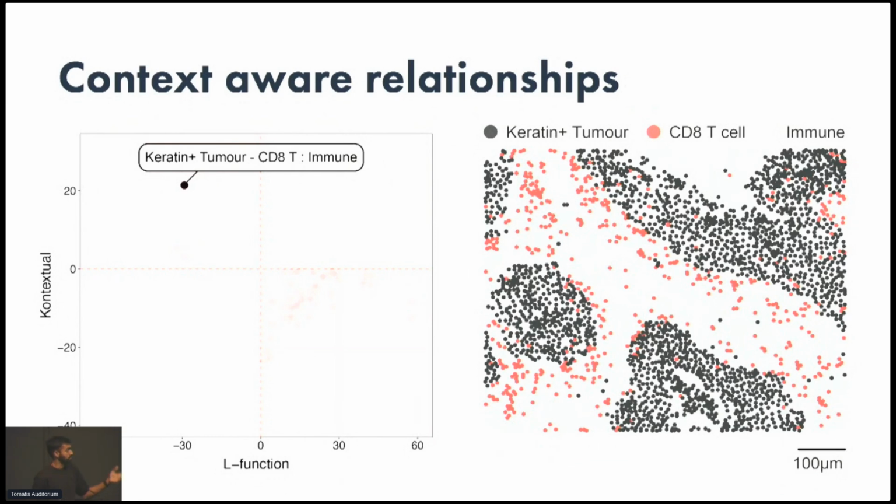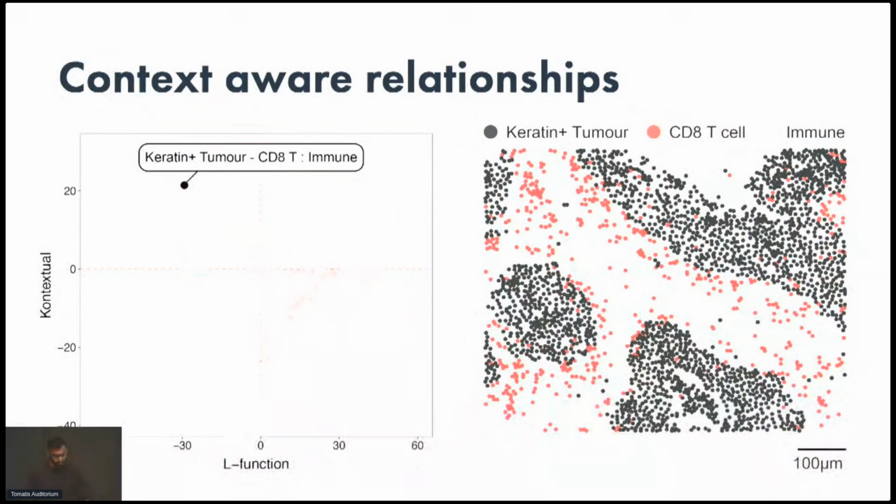Now, the L function, which characterizes the relationship between CD8 and tumor, is negative, which states that tumor and CD8 T cells aren't mixing, as the majority of T cells lie outside that tumor region. But what Kontextual is able to identify here is that relative to the spatial behavior of all the immune cells in this image, CD8 T cells appear much closer to that tumor body. And in fact, we do see some CD8 infiltration into the tumor body. So what Kontextual is able to pick up is these subtle CD8 infiltration relationships that normal spatial metrics cannot capture by themselves.